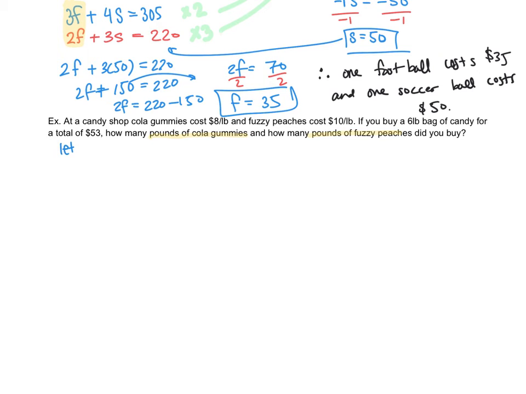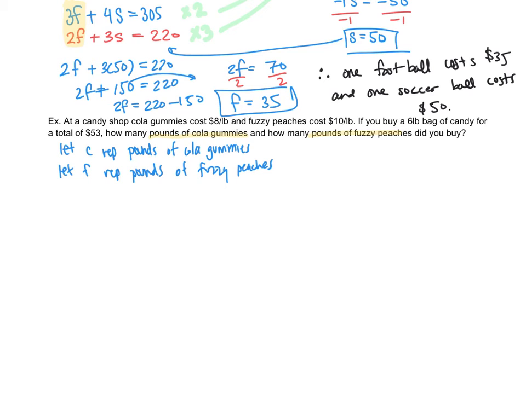So let C represent pounds of cola gummies. Let F represent pounds of fuzzy peaches. Okay, now our sentences are going to be slightly different because our first sentence says it's $8 per pound for the cola gummies, $10 per pound for the fuzzy peaches. So that doesn't really give me an equation just yet.